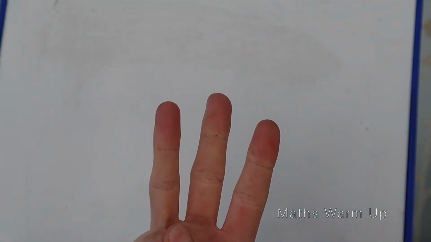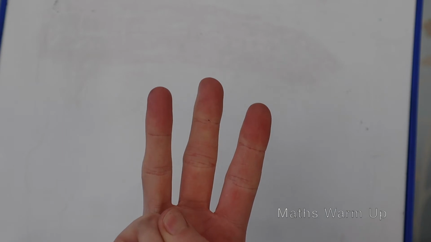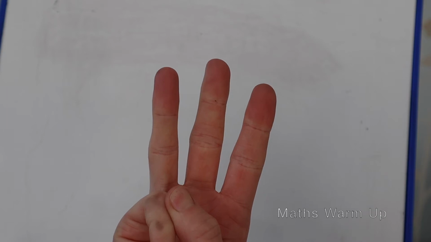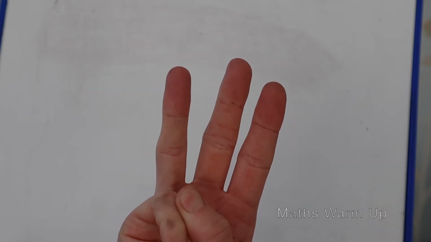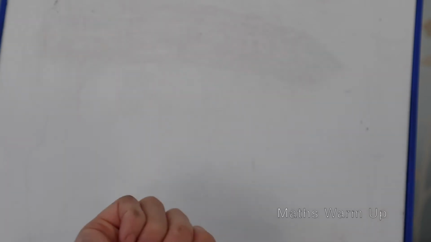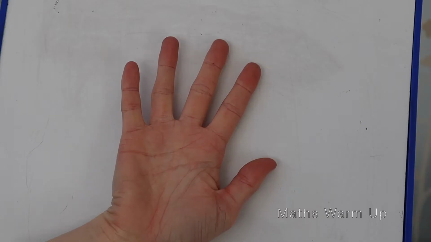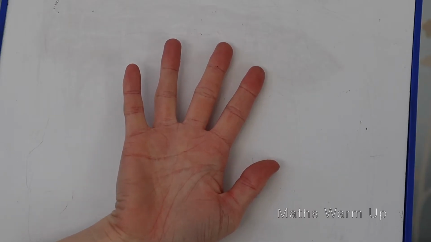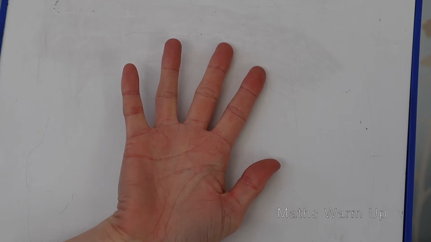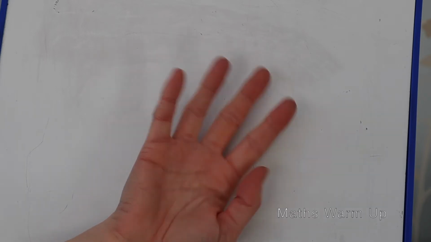Count my fingers 3 times. Triple 3 is 9. Amazing. What about triple 5? Count my fingers 3 times. Triple 5 is 15. Let's do one more.